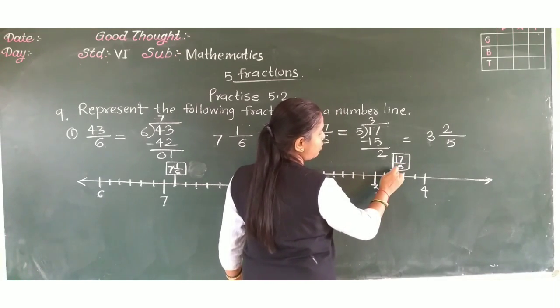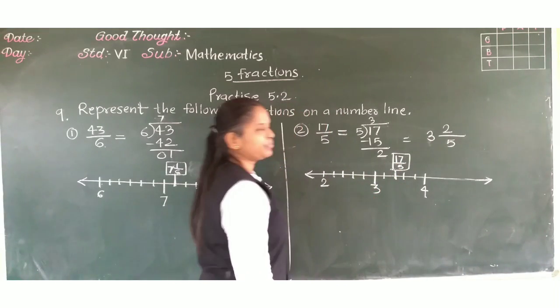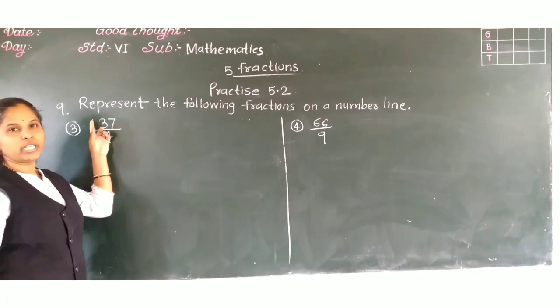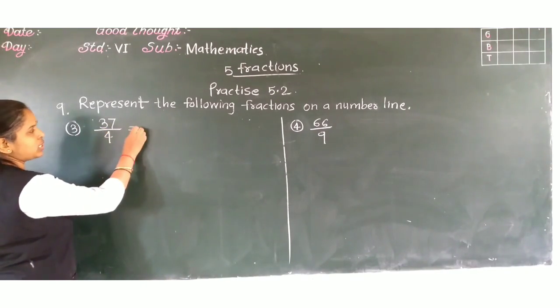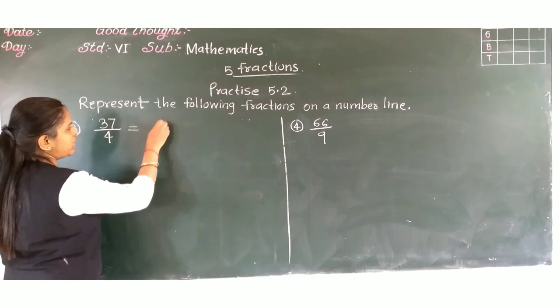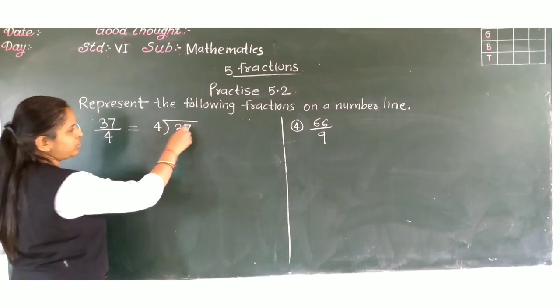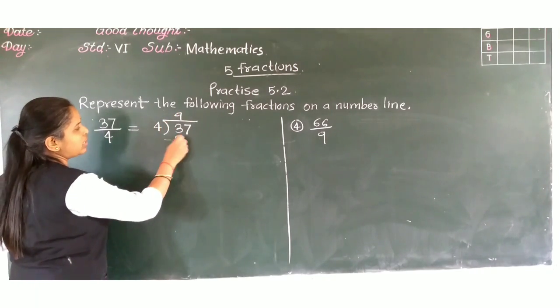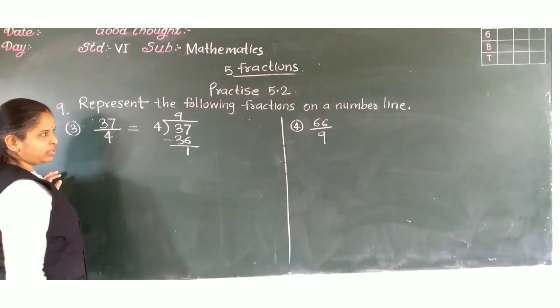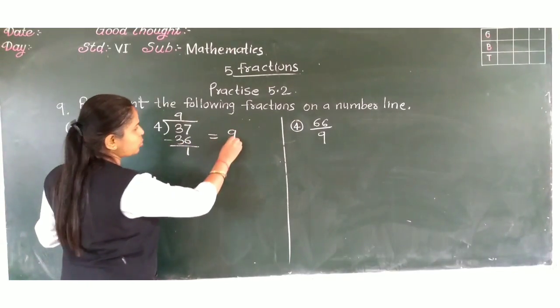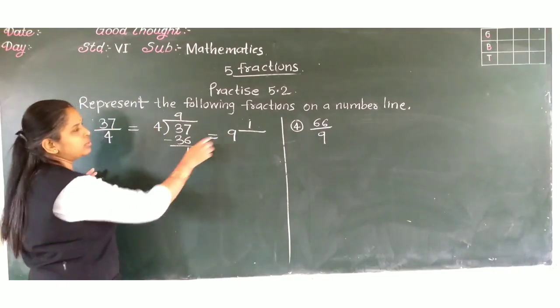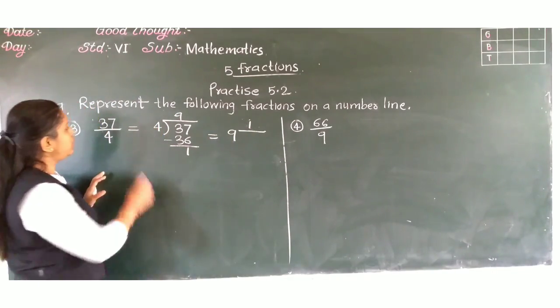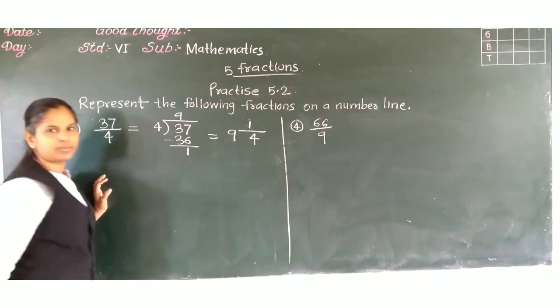Okay, there is 17 upon 5 here. Followed? Now this improper fraction, the third one, we have to show on the number line. So first convert it into a mixed fraction. For that divide 37 by 4. 4 nines are 36. So the quotient will be the whole part, and the remainder will be written as the numerator, with the denominator as it is.